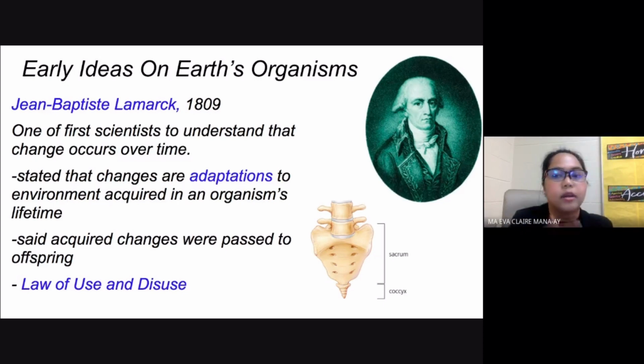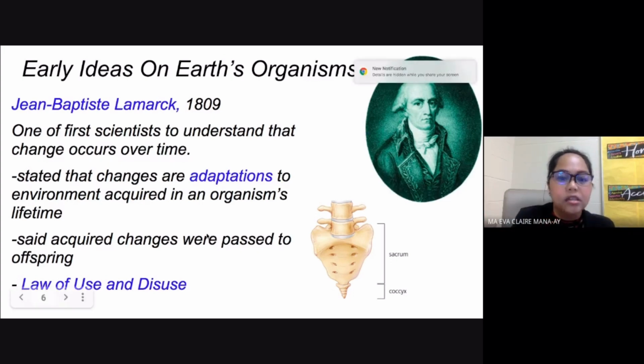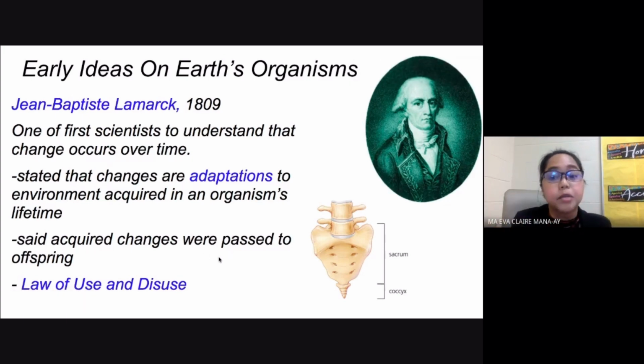One of the mistakes of Lamarck was that he said, during his lifetime, an organism can have changes in his body, and he'd call this adaptations. He also said that acquired changes were passed to offspring. So he said, whatever acquired characteristics you have, whatever adaptations you have, this can be passed to your kids, this can be passed to your offspring. That was the study of Jean-Baptiste Lamarck in 1809.